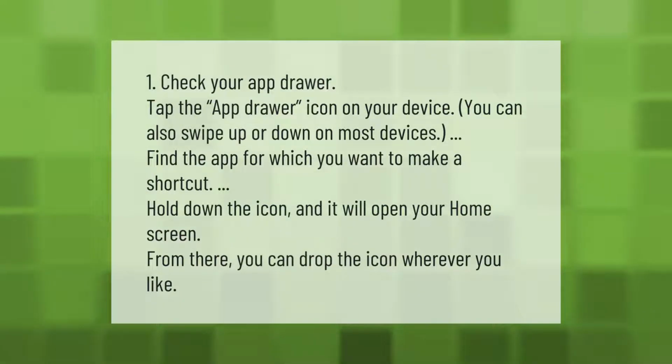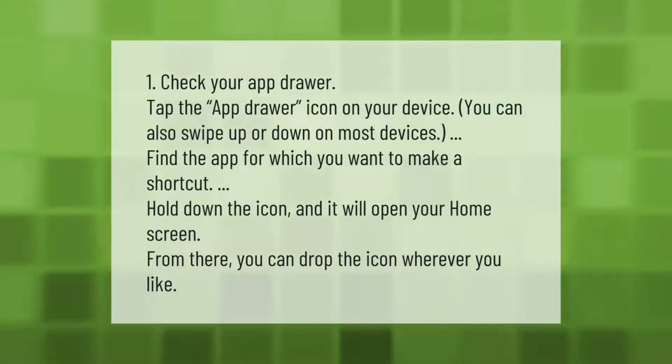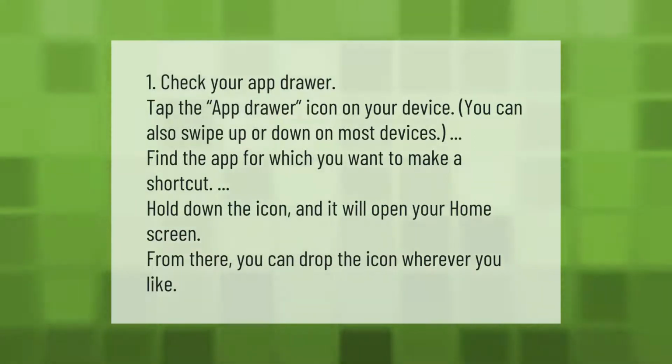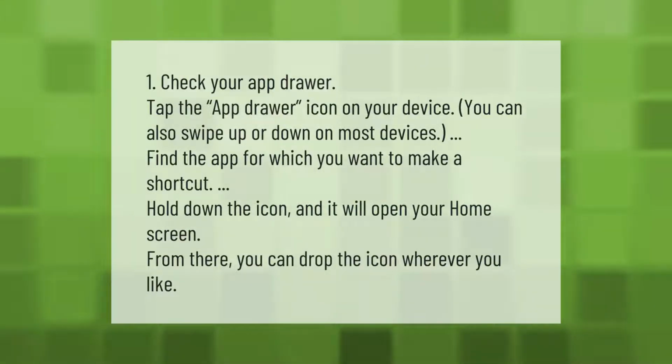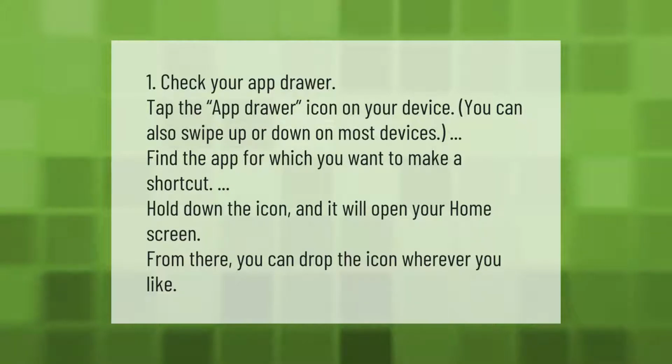1. Check your app drawer. Tap the app drawer icon on your device. You can also swipe up or down on most devices. Find the app for which you want to make a shortcut. Hold down the icon, and it will open your home screen. From there, you can drop the icon wherever you like.